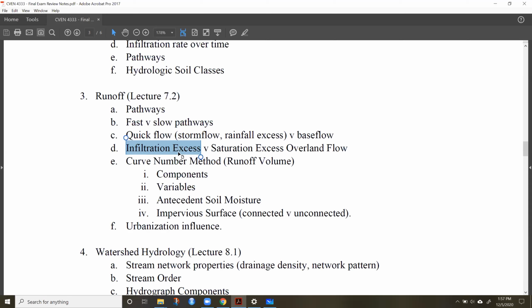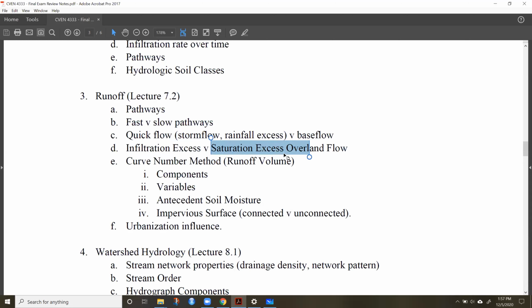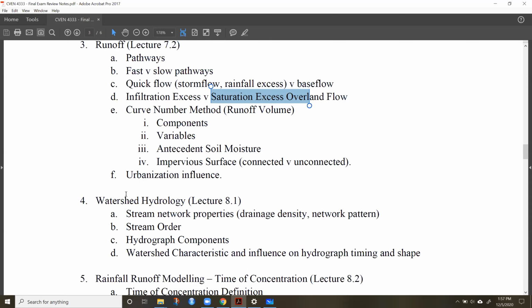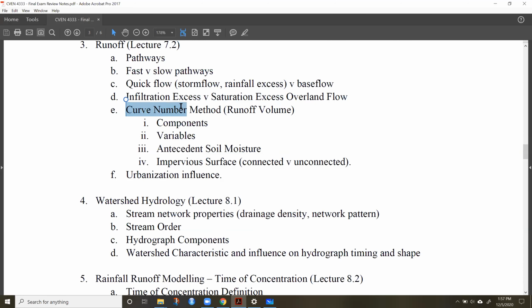In one case, we had infiltration excess, where the rainfall rate exceeded the infiltration rate of the soil. And that can change over time. We also have saturation excess, which is when the water table rises from below and creates saturated conditions. Know how to do the curve number method and know what you're doing here. We're using the curve number method to estimate the runoff depth, which can be converted to a volume when multiplied by an area. We have antecedent soil moisture conditions that can influence the curve number.